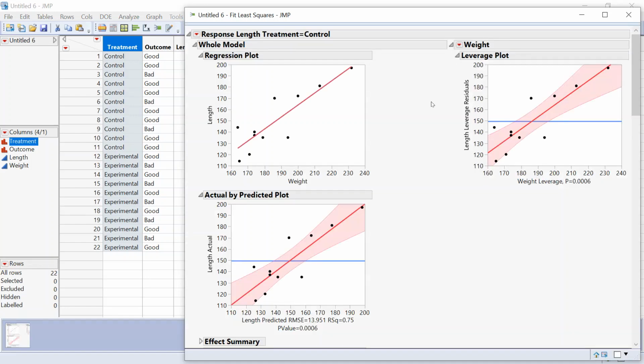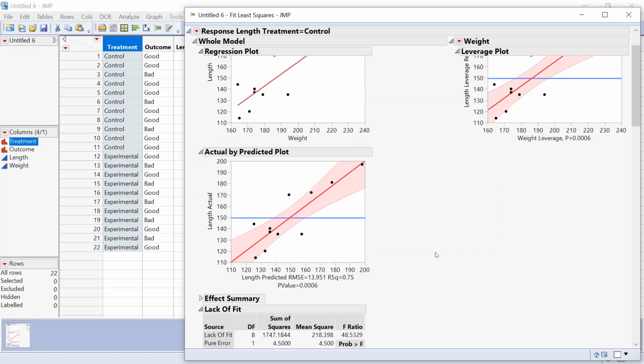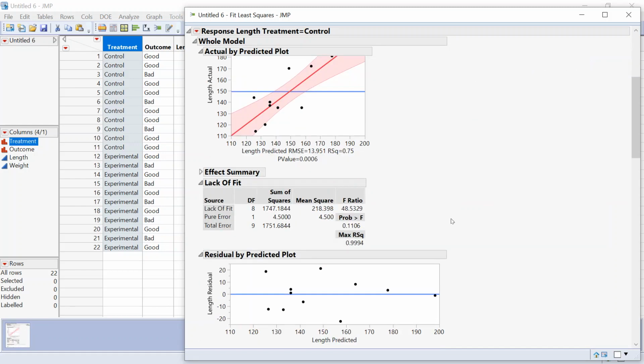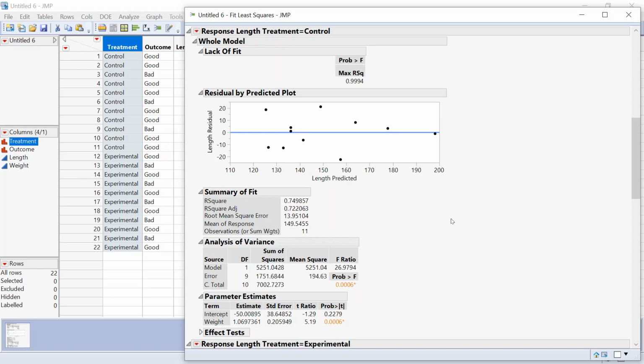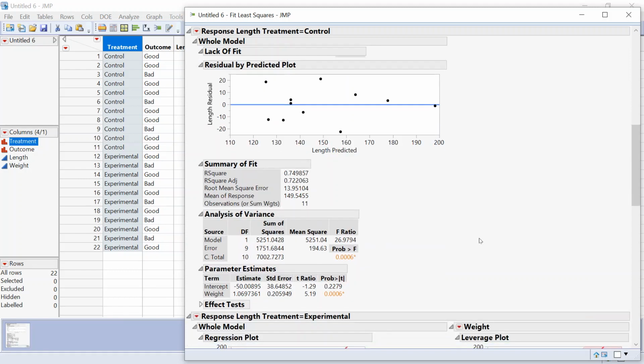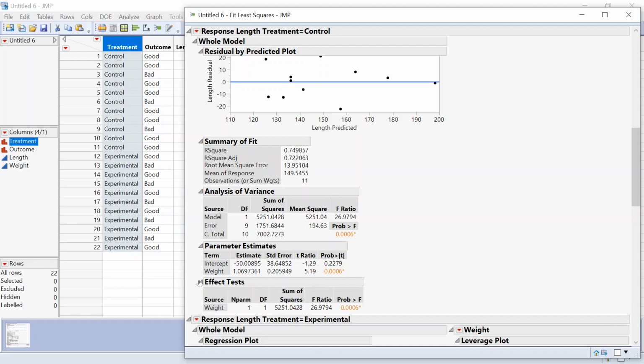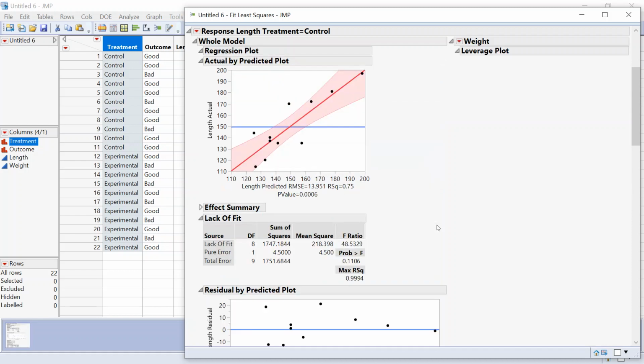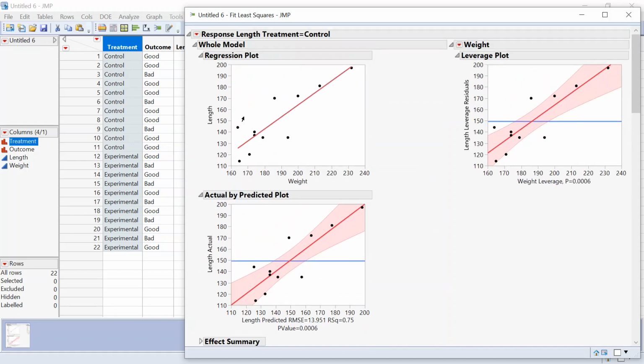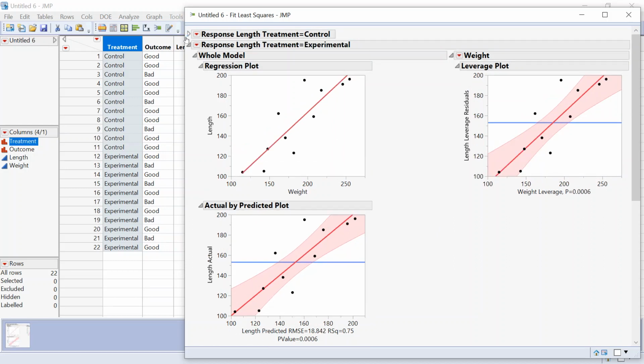Okay, so we've got the same analysis that we saw before when we looked at two continuous variables, but now it's presenting us the results separately for the control group, right? So we can go down here and it gives us the regression statistics just for the control group. And we see there's a massively significant effect, so we can reject the null hypothesis that there's no relationship between the two variables. We can hide that so we don't get confused, and now just look at the results for the experimental group.